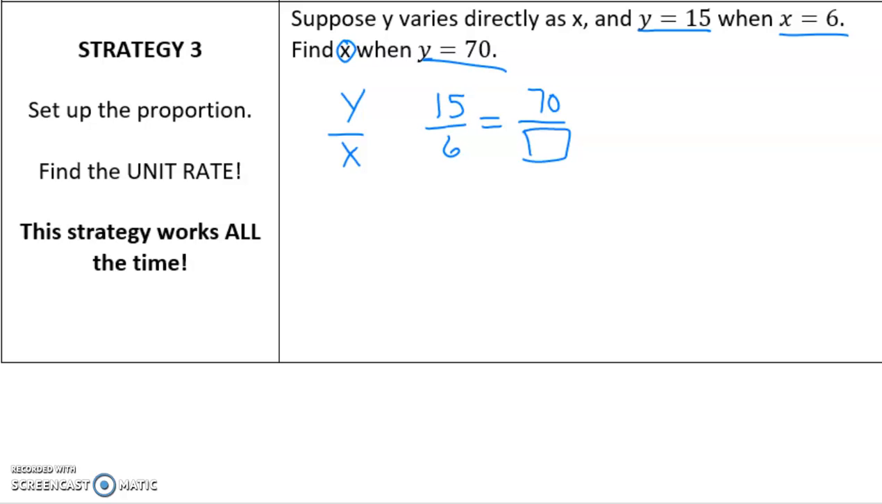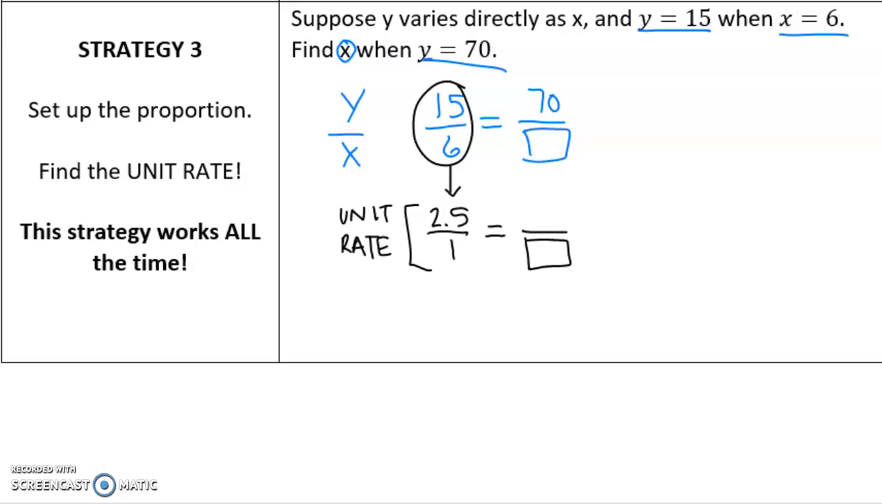So I'm going to use my unit rate. Divide 15 by 6. You can use Desmos if you need to. That's going to give me 2.5 over 1. This is the unit rate. Because we divide 6 by 6 to get 1, 15 by 6 gets 2.5. From there, I still have my missing piece. Maybe I still don't know this relationship, but I can find it by doing 70 divided by 2.5. Throw that in a calculator real quick. You're going to find 28.